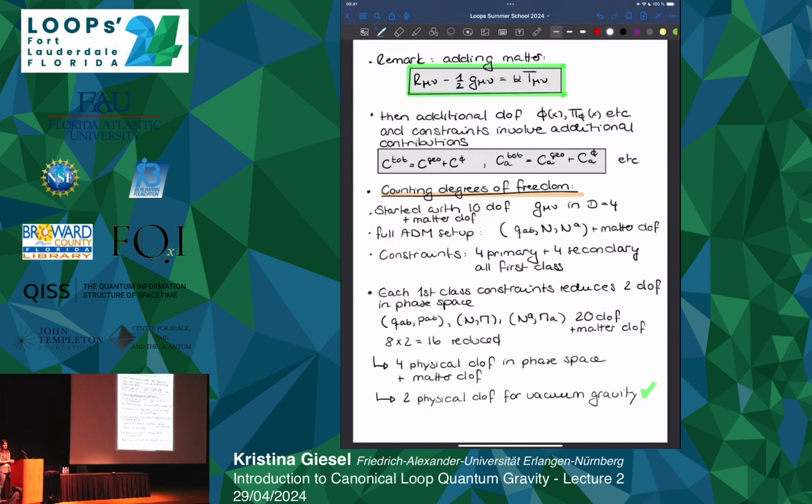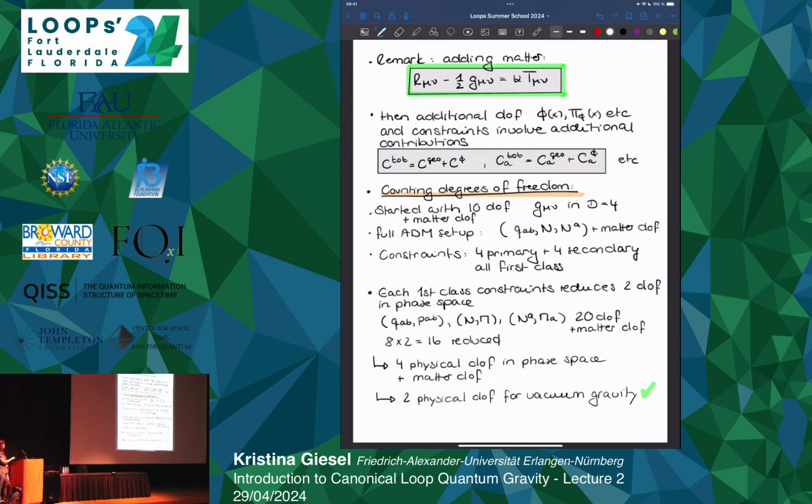Now let's just summarize a little bit by counting the number of degrees of freedom. So we started with Einstein-Hilbert in 4 dimensions. So we have a metric on a 4-dimensional manifold here. And this has, since it's a symmetric tensor, 10 degrees of freedom.